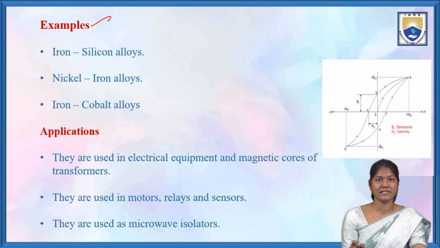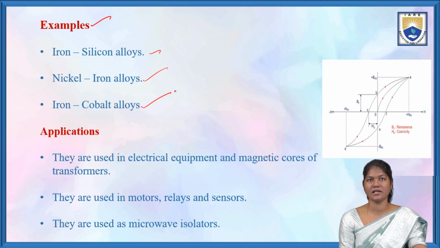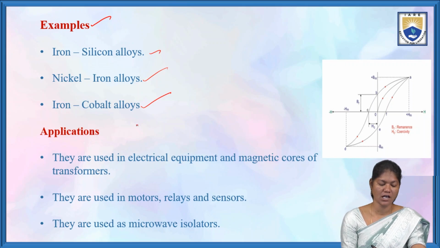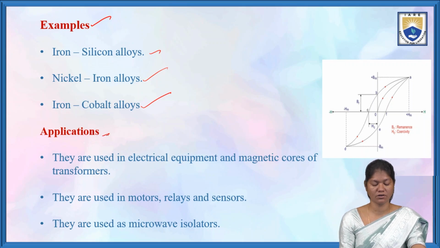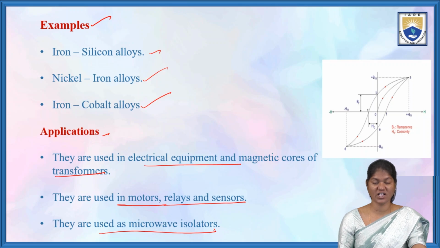Examples are iron silicon alloys, nickel iron alloys, and iron cobalt alloys. Coming to the applications, they are used in electrical equipment and magnetic cores of transformers. They are used in motors, relays and sensors, and also in microwave isolators.